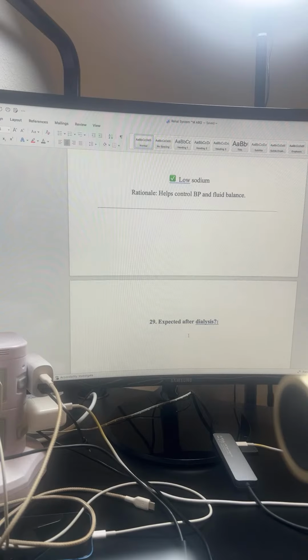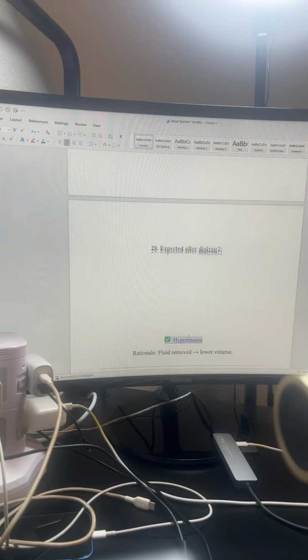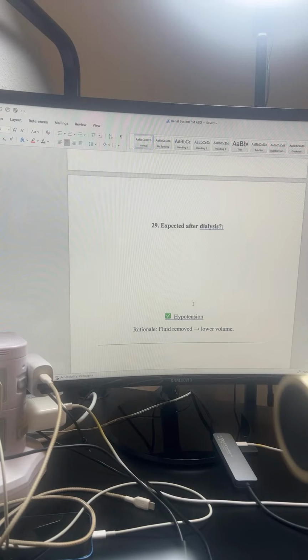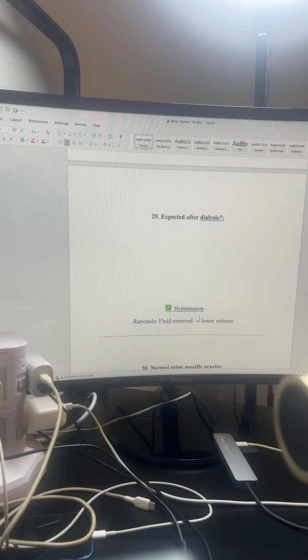And we talk about the expected finding after dialysis. They'll tend to have hypotension because we remove so much fluid, so their volume is low or depleted. So they tend to become hypotensive. Just make sure that they're lying down to get that blood pressure back up, or you give them fluids just to bump it up. But usually in a few hours, they will bounce back in terms of their blood pressure. Their symptoms tend to be resolved.